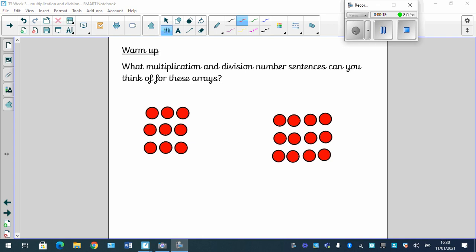Okay, first of all let's warm up our brains. So we've got two different arrays here. What I'd like you to do is think back to when we've done multiplication and division just before Christmas, and think about what number sentences you can come up with for these two arrays. So you should be able to think of a multiplication number sentence and a division number sentence. So pause the video here, see if you can use these arrays to help you find those different number sentences.